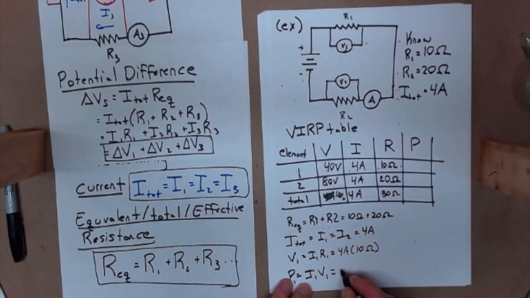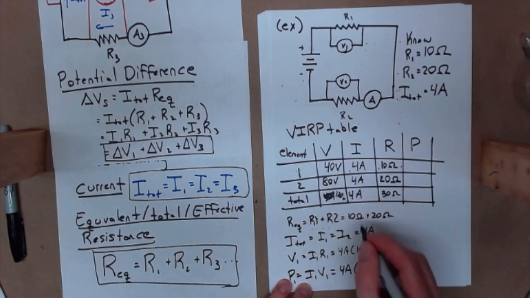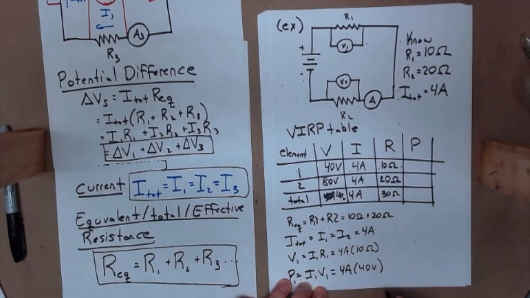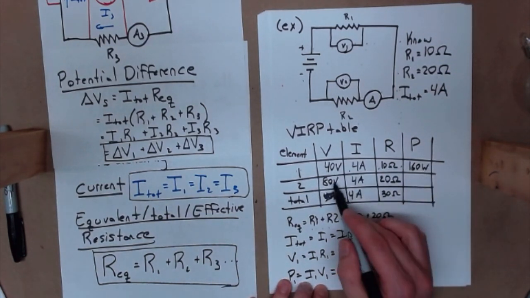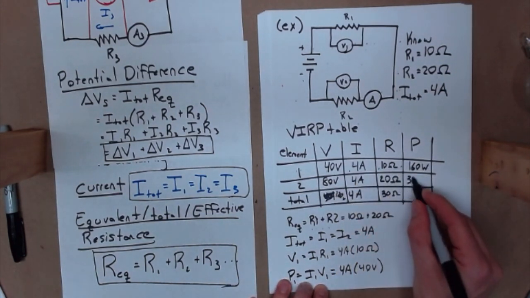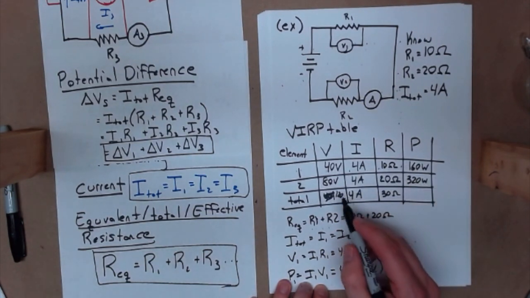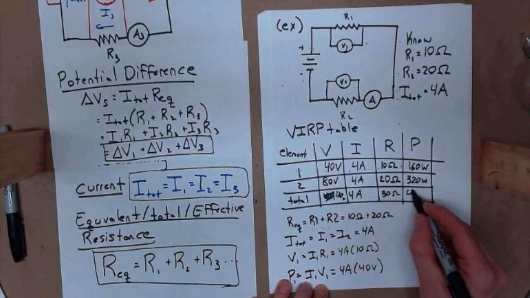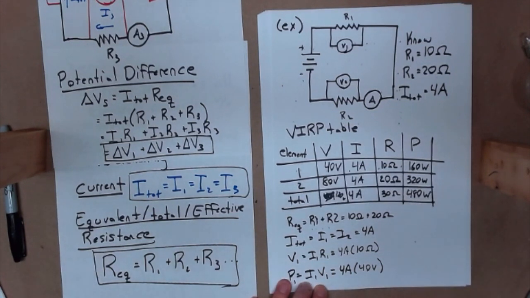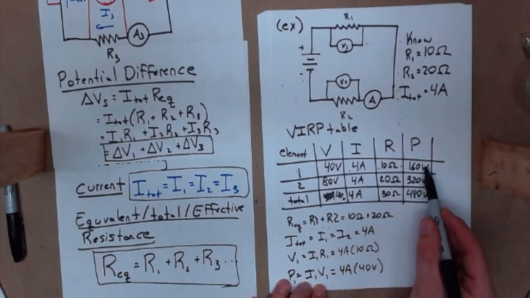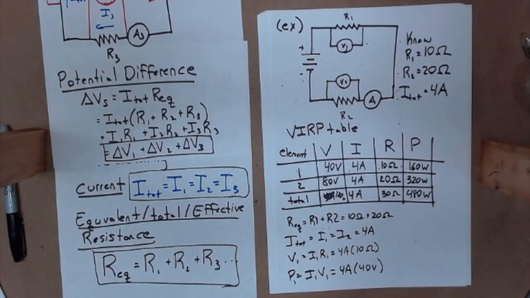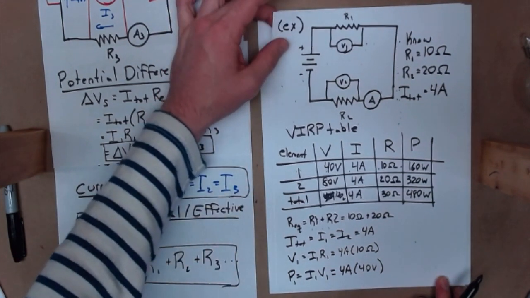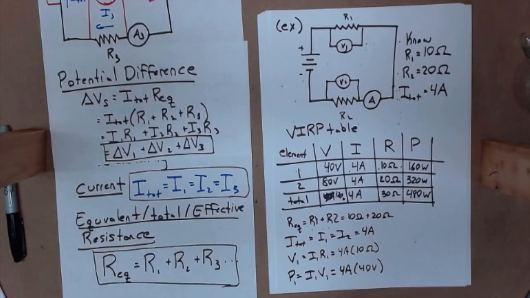Then, power. Power is equal to IV, or VI, whatever, either way. What is that? That's 4 amps times 40 volts, or 160 watts. Apply the same logic here. This times this gives me 320 watts. This times this gives me 480 watts. I want to check my work. Well, the system should be the sum of the individuals. 160 plus 320 gives me 480. And there we go. We have it. It works. Okay? So there is my completed VIRP table for a series circuit example.